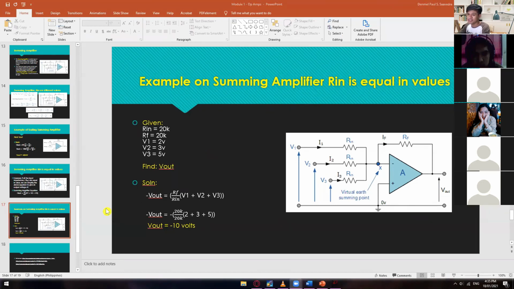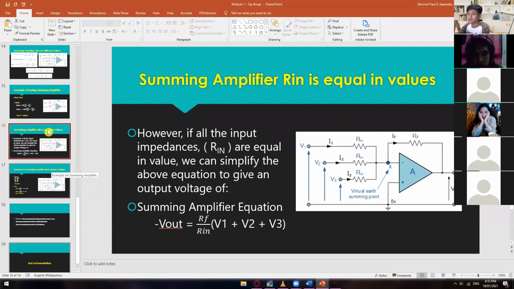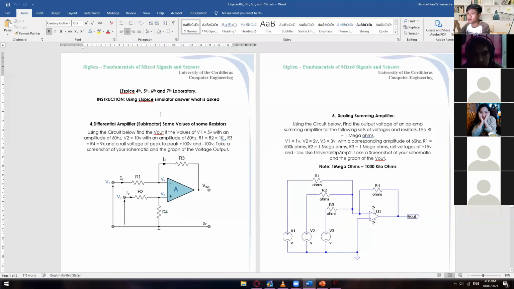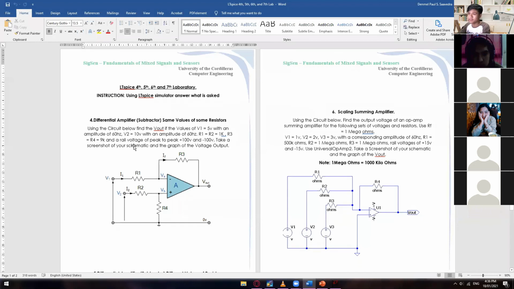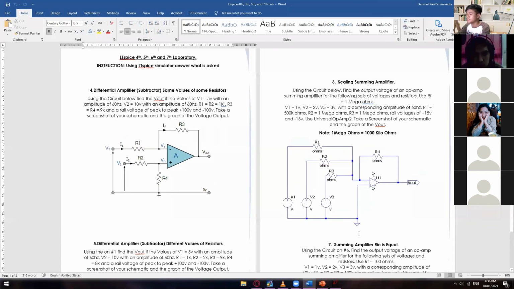Okay, that's good then. So that's it for your additional laboratories. Again, here are the links where I've got those topics, and here's your additional laboratory. This one is laboratory 4, 5, 6, and 7. So 4 and 5 is differential amplifier, and then 6 and 7 is for summing amplifier. I will leave the analysis part to you guys.